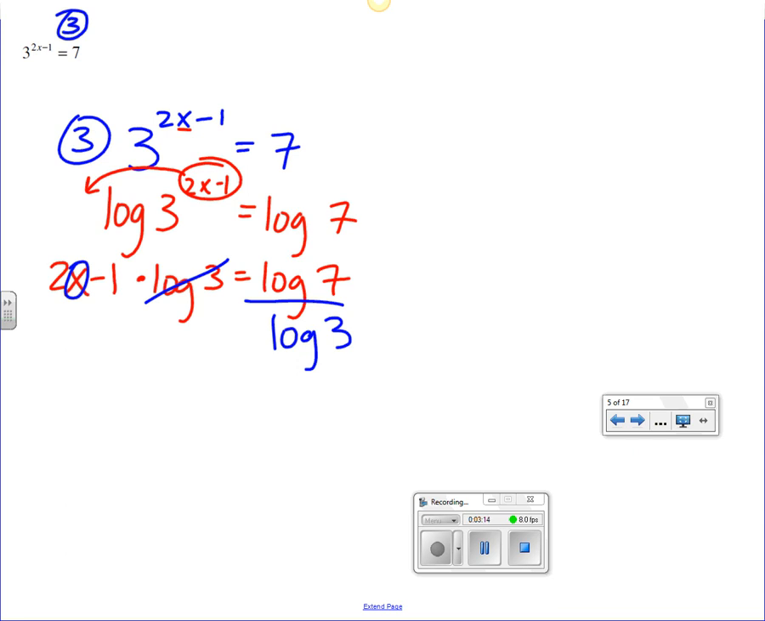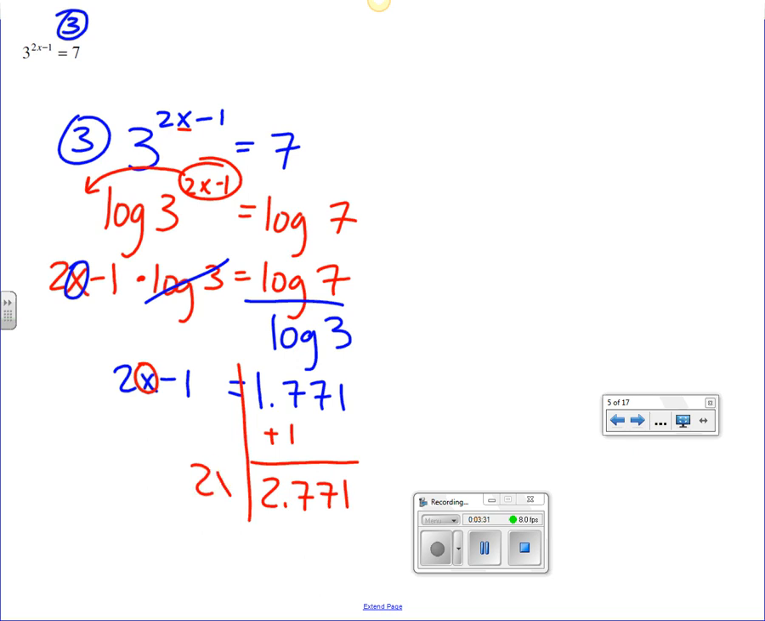Log 7 divided by log 3. Go 3 decimal places, 1.771 equals 2x minus 1. And then you just solve this like a regular equation. You're going to add 1, and then divide by 2, and you get 1.386. Go 3 decimal places today. Okay.